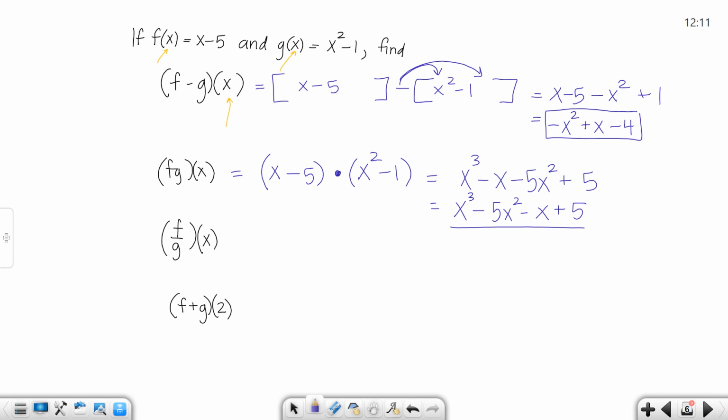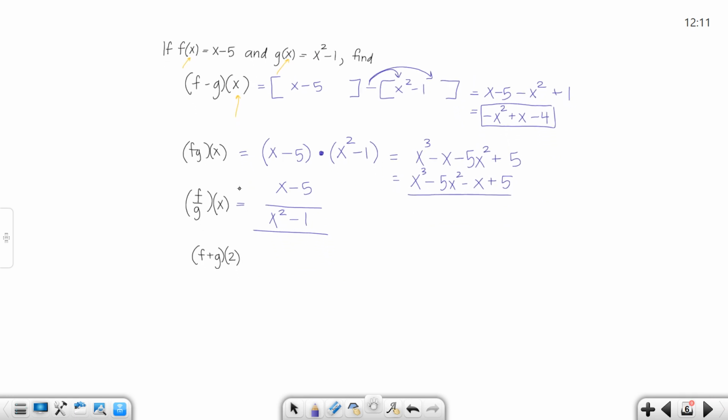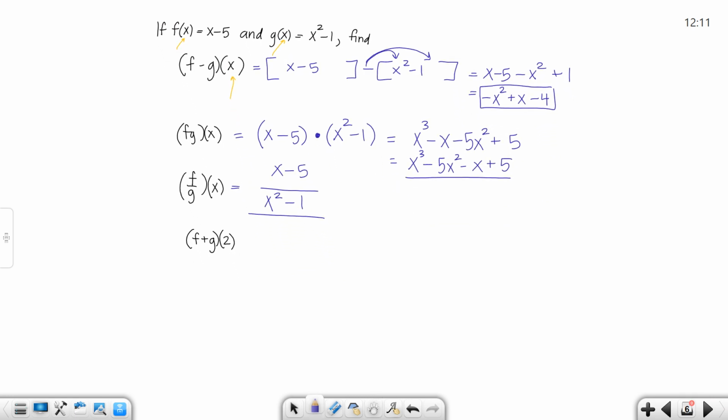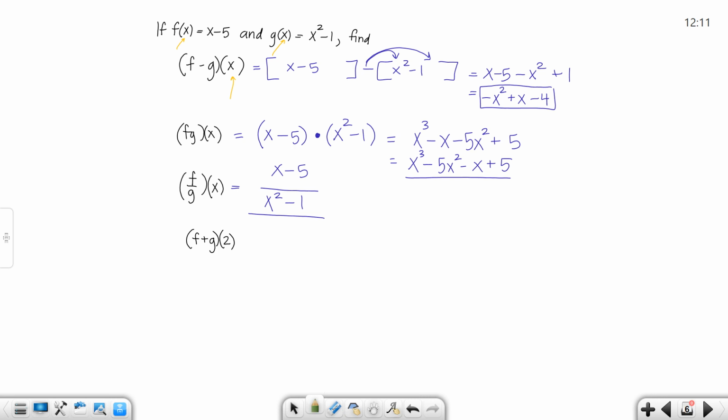Okay, looking at the next one, it tells you to take function f and put it over function g. That's it. That's f divided by g. Okay, so then you get your last one, and your last one is a little tricky. Now there's multiple ways to work it, but I think this way's a little easier.